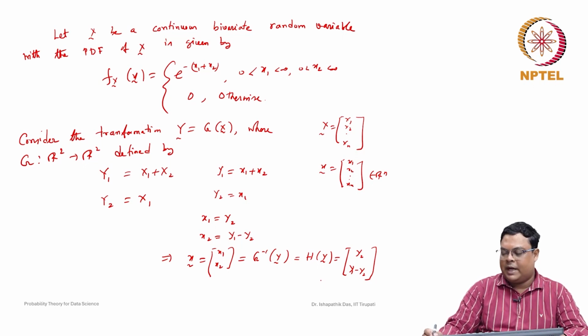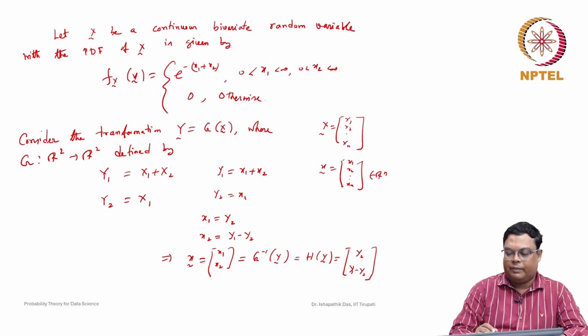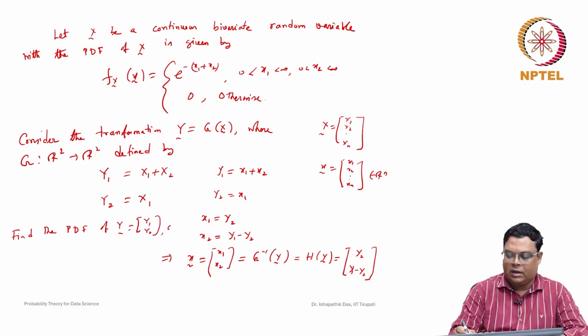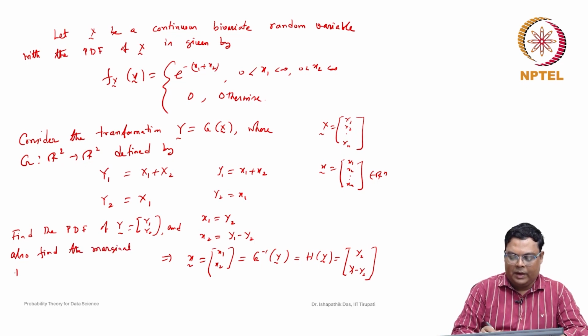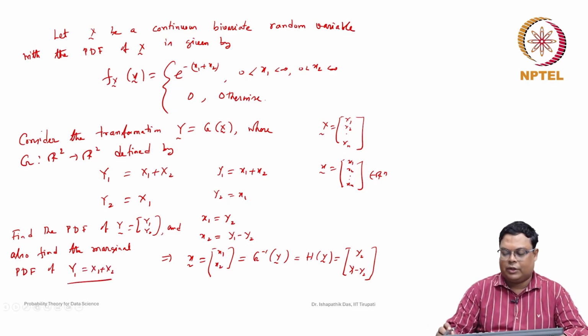Now we will find the Jacobian for this transformation. The next question is: find the probability density function of y1, y2, and also find the marginal probability density function of y1. This is why basically we are interested in the probability density function of x1 plus x2.